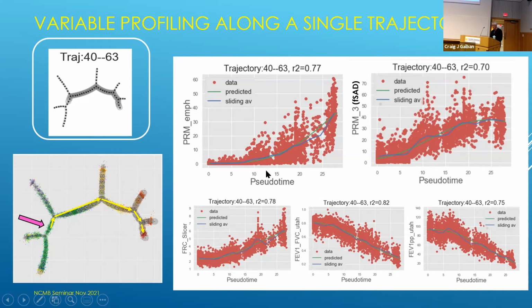As we're moving down, we see emphysema increases as we're moving along this trajectory, and small airways increases and sort of plateaus. These three at the bottom are sort of controls. They're what we would expect. FRC is sort of the volume of trapped air in the lung, the volume of the lung at expiration. It should go up as a function of worsening severity of disease.